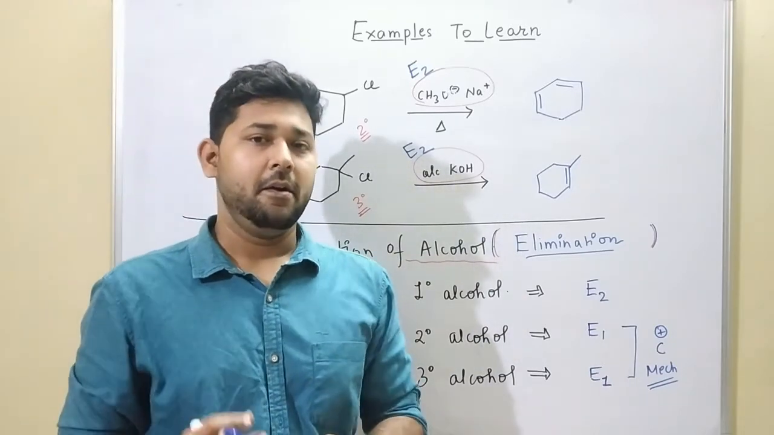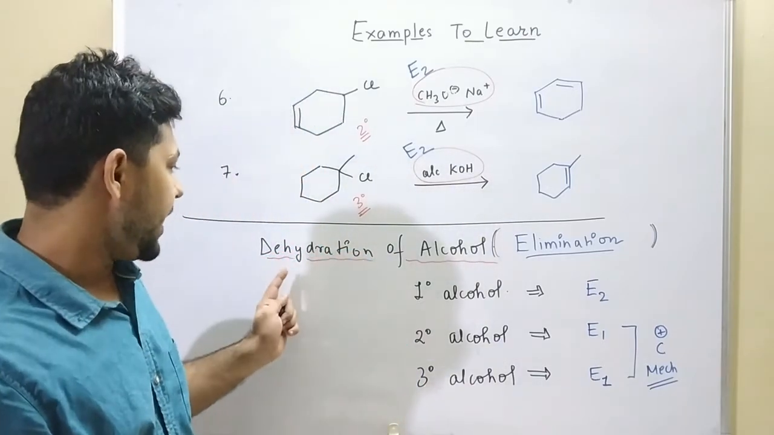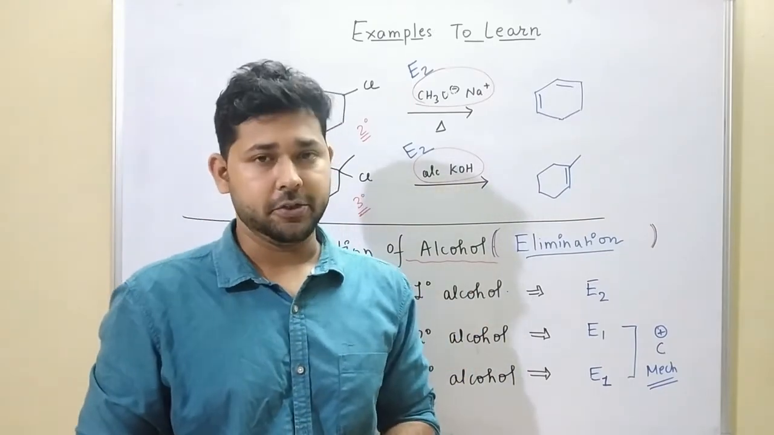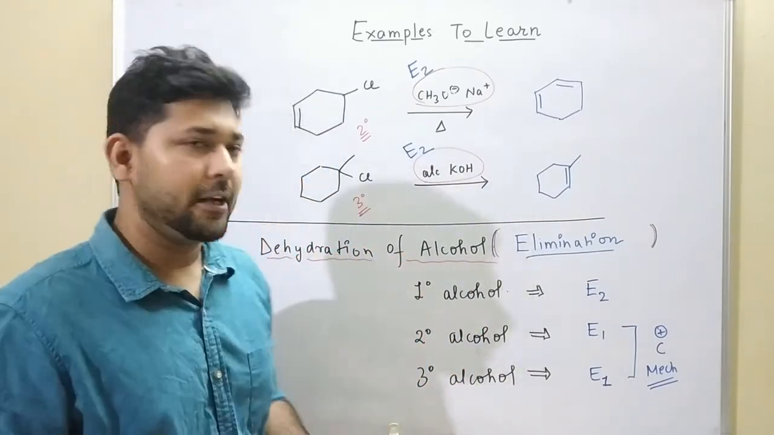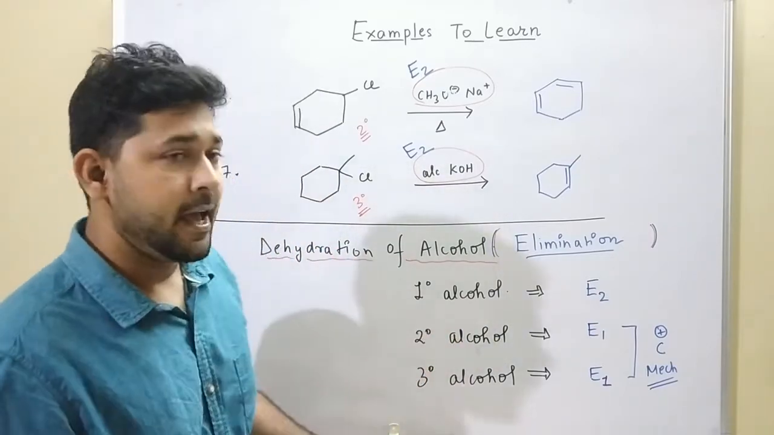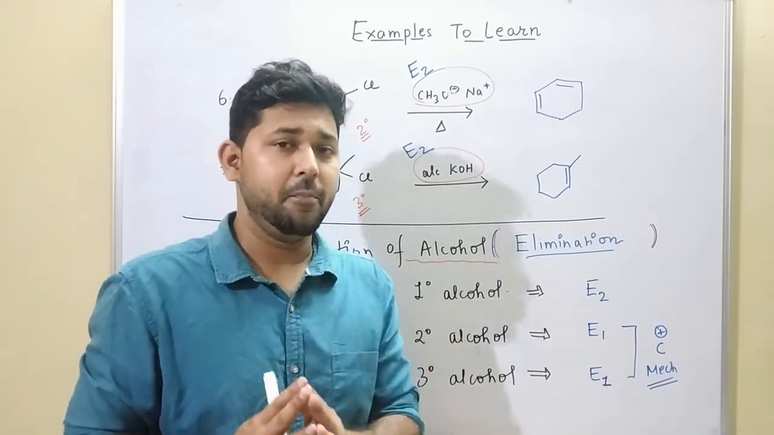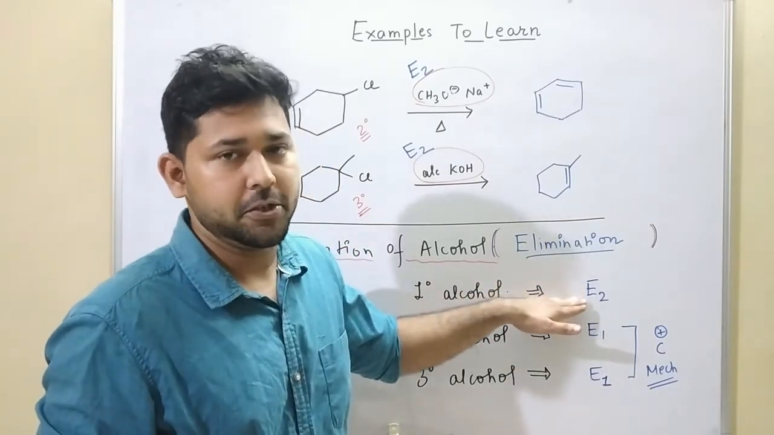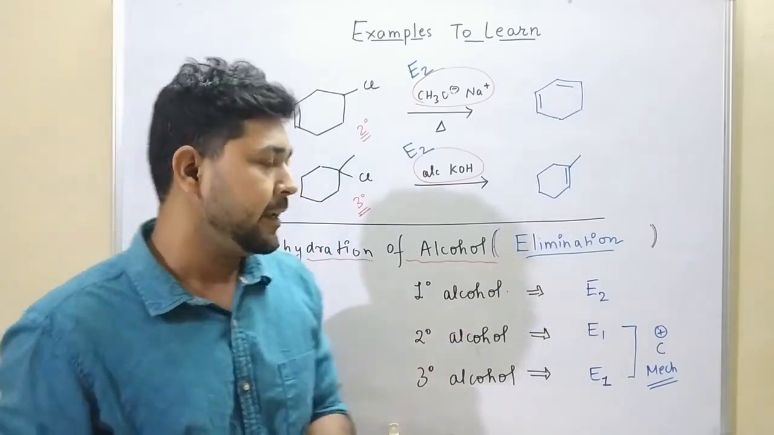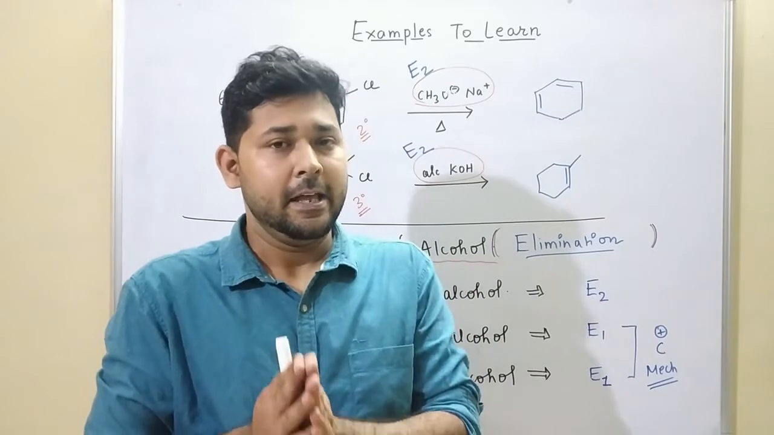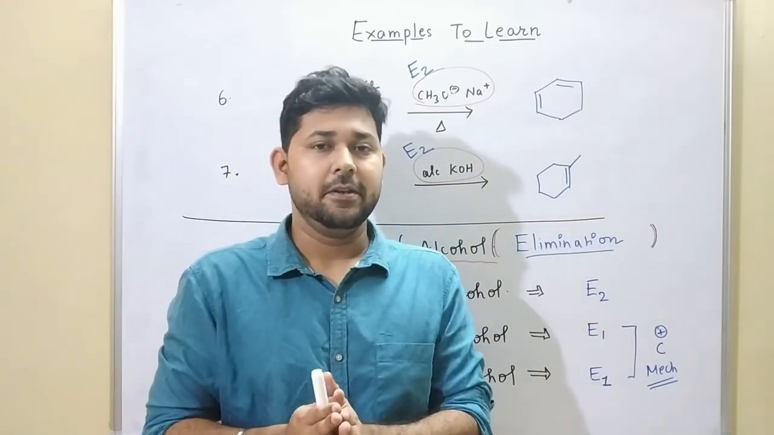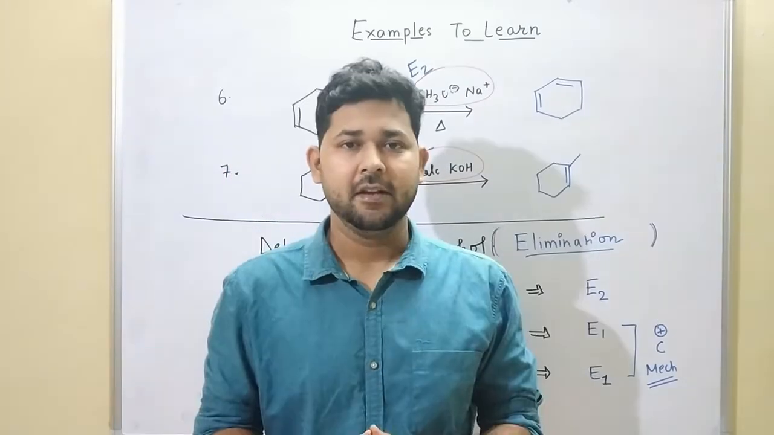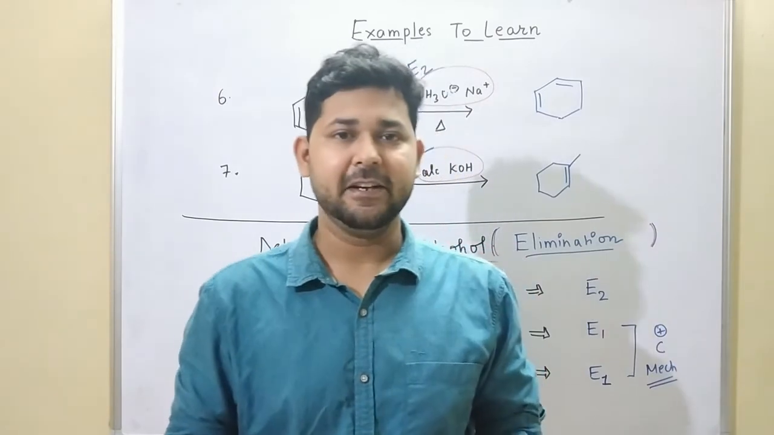Now, one more important topic you should understand is the dehydration of alcohol, and it is basically an elimination reaction. Here we have three alcohols: 1 degree, 2 degree, 3 degree, and you have to remember this very important point: 1 degree alcohol always prefers to go through E2 elimination, and the rest, 2 degree and 3 degree, will prefer E1 elimination. They will form a carbocation and rearrange themselves, and according to that they will undergo elimination. I hope you got the idea about how to select the reaction and when.